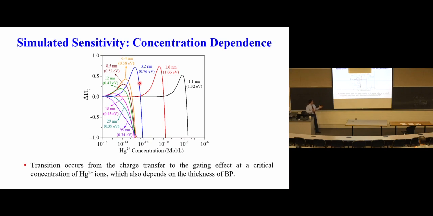You can see for each given nanosheet of a particular thickness, it will have two different sensing processes. At low concentration, we have the charge transfer process as a sensing mechanism, and you will see the increasing current, the positive relative current change. But at higher concentration, you will have the gating effect, the negative relative change in current. For different thicknesses, there are different trends. So when we design the sensors, we don't want to design a sensor to achieve an effect where the two sensing mechanisms cancel each other.